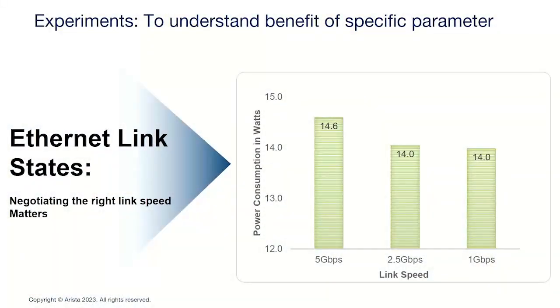Similarly, we did the experiment for the Ethernet link state. And this is interesting. The power consumption for 1G and 2.5G was the same. As David mentioned, 5 Gbps is something which you will never consume. Is it required? Somebody may argue that it is required, but let the system decide and negotiate it dynamically. That's where you can easily save 0.6 watt of power when you negotiate the link speed.